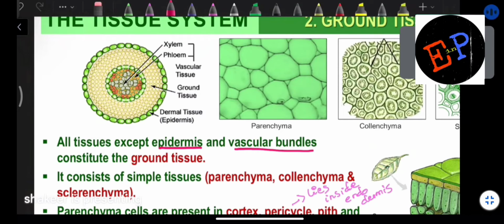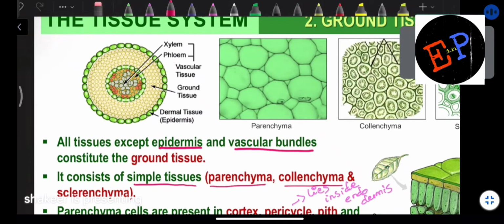Epidermal layers, what is meant by epidermal layers? Outer layers. And vascular bundles means the bundles which are responsible for transportation of water and other minerals. Clear? So except epidermis and vascular bundles, all the remaining tissues come under ground tissues. They consist of simple tissues. What are the simple tissues?